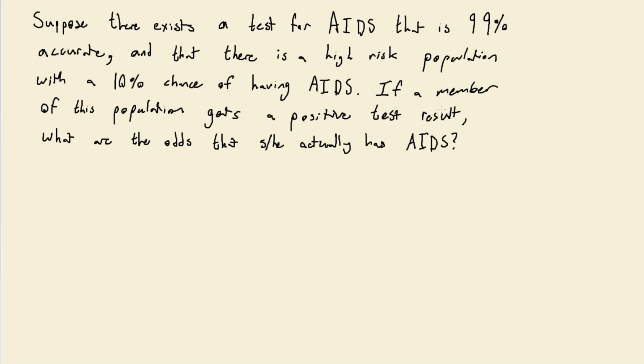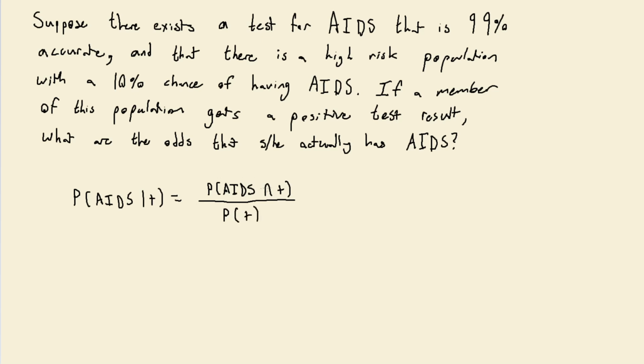So here we have a test that's 99% accurate, and what we're asked to compute is the probability that our member of this population here has AIDS, our probability of AIDS, given that they have a positive test result. And so we know from our understanding of conditional probability that the probability of A given B is going to be the probability of A and B, so the probability of AIDS and a positive test result, divided by the probability of B, which in this case is the positive test result.